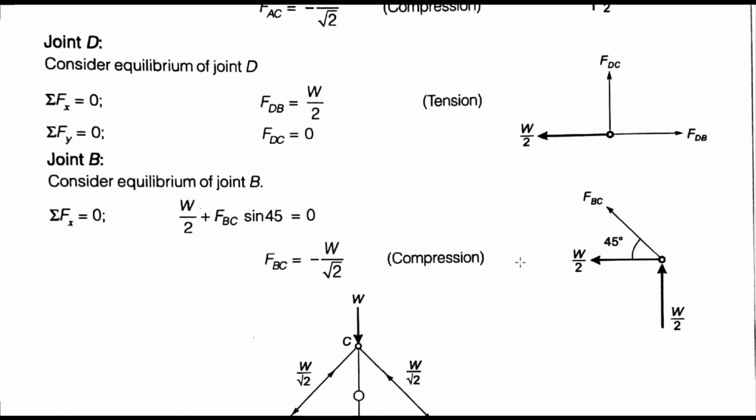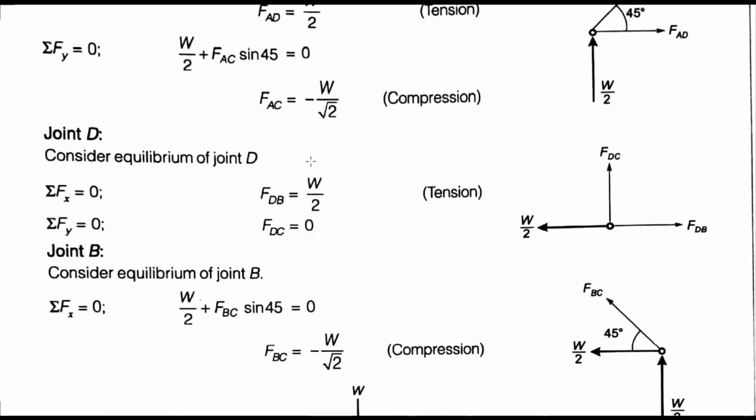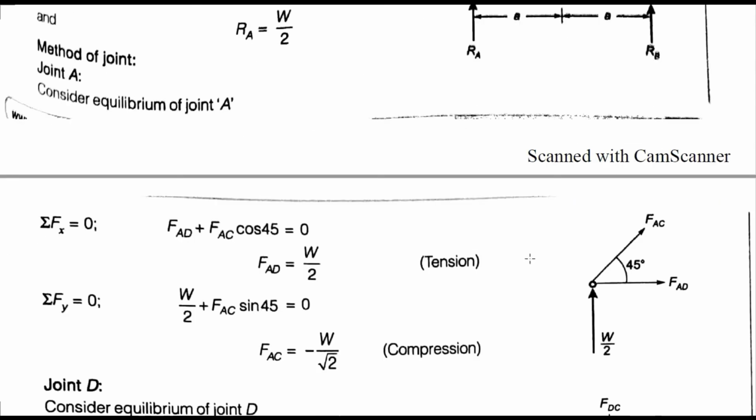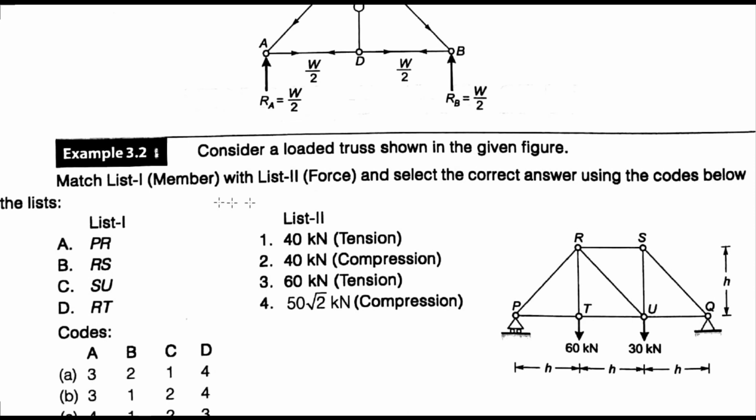So for joint B, we have FBC equal to minus W by root 2, in compression, because we have a negative sign. In this way you can find all the member forces in the truss: BC, DC, DB, AC and AD. Okay, so this is our simple question. Now move on to the next question.